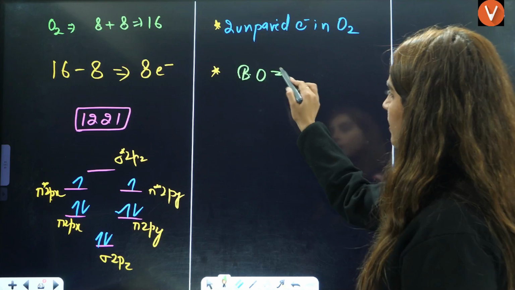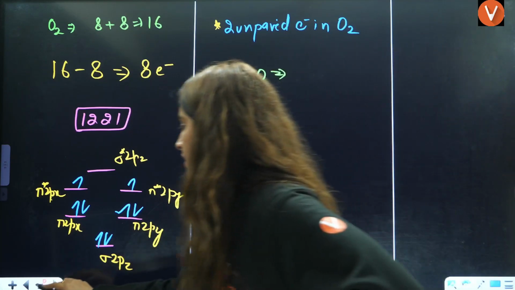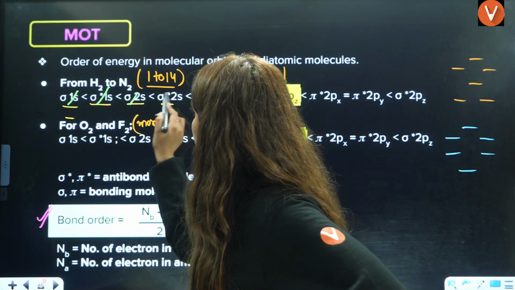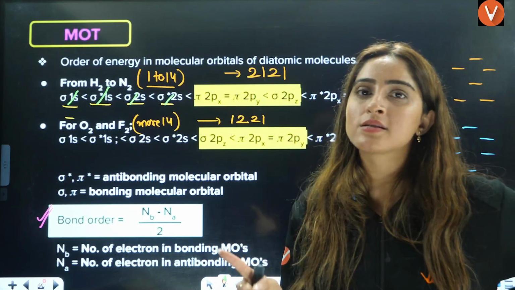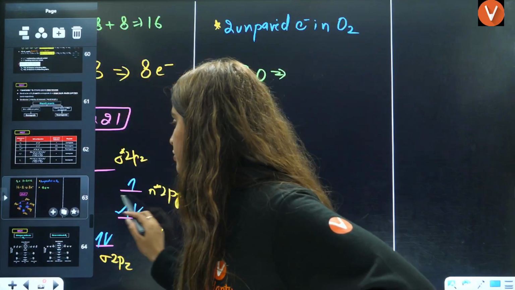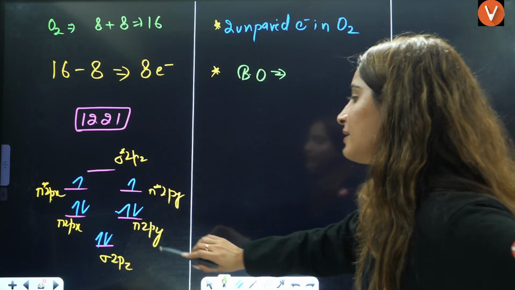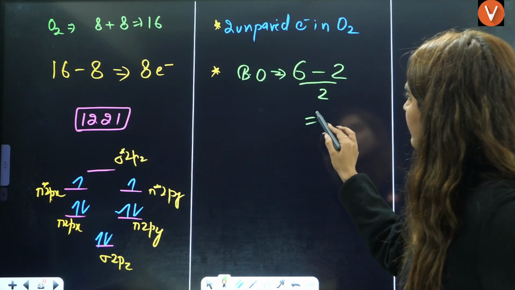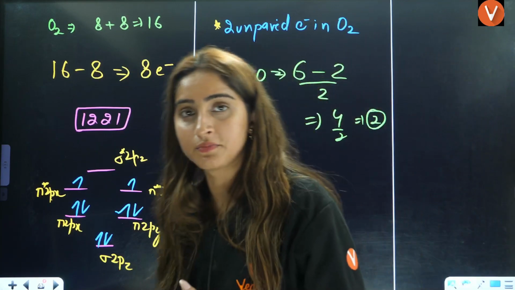If they ask you the bond order, it is bonding minus anti-bonding. But ma'am, we have not written KK. Now very simple again: 2 will cancel 2, 2 will cancel 2. That means 1s is going to cancel 1s star, 2s is going to cancel 2s star. So you don't have to worry about those electrons, just focus here. In the bonding, that is 1, 2, 3, 4, 5, 6. Anti-bonding you have 2. So 4 divided by 2 is 2. That is why oxygen has a double bond.